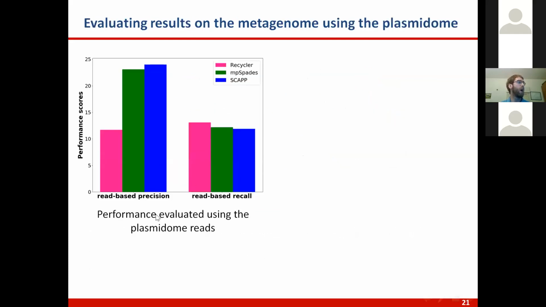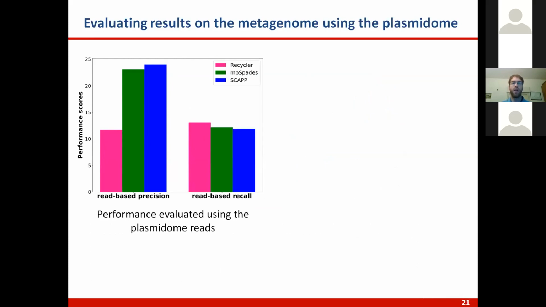When we do this, we see that metaplasmidSPAdes and Recycler have significantly higher precision than... metaplasmidSPAdes and SCAP have significantly higher precision than Recycler, and all of the tools have similar recall scores, with Recycler having slightly higher than the others. So again, this shows overall that SCAP seems to have among the best performance of all the existing tools.